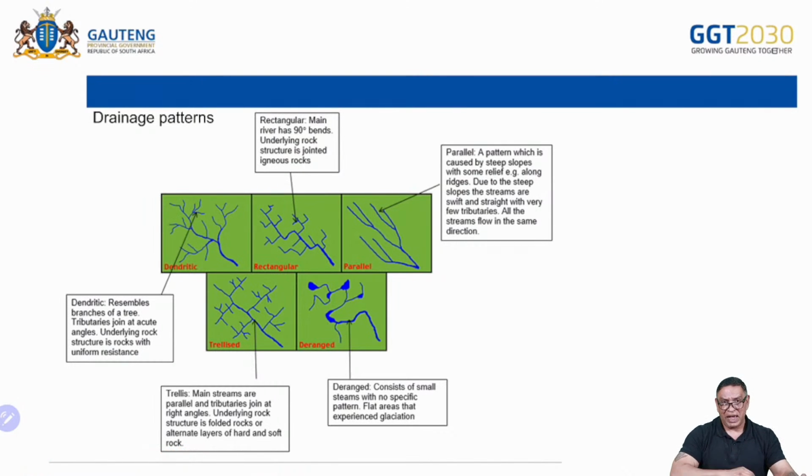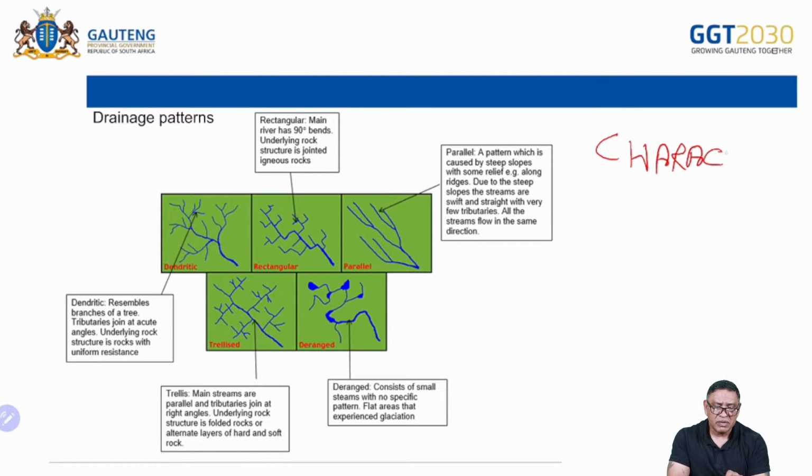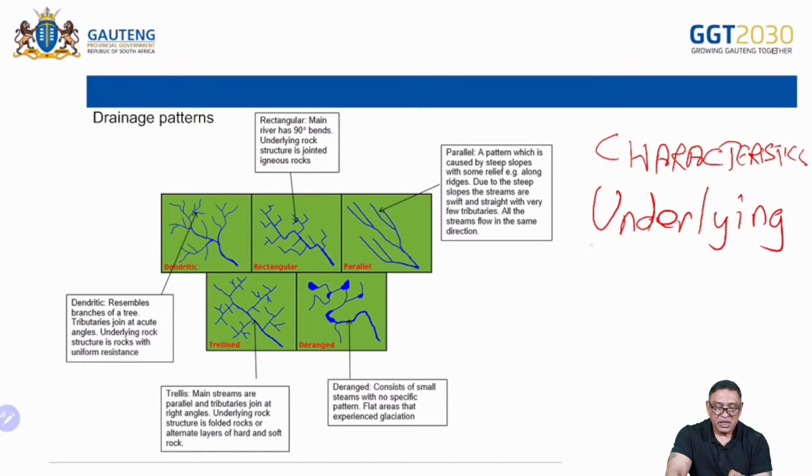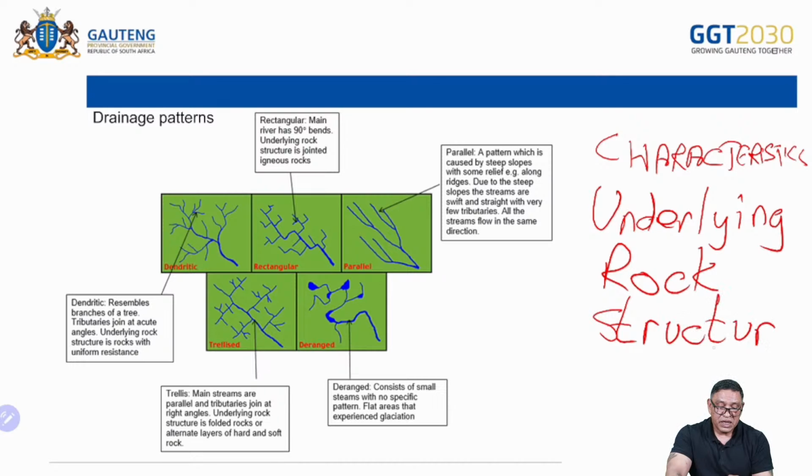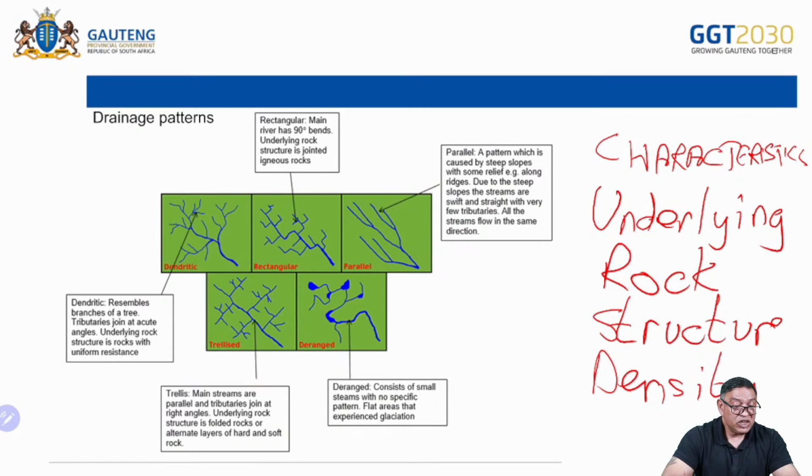Now, I want to come to drainage patterns. Okay? And what we look at basically with drainage patterns, number one, is characteristics. Apologies again for my writing. Characteristics. We look at underlying rock structure. Right? Rock structure. And as we looked at in your prelim papers, it also looked at the amount and density it covers. So density in terms of your drainage density that it covers. Okay. So let's look at these drainage patterns. I'll look at each one, I'll try and put them in.